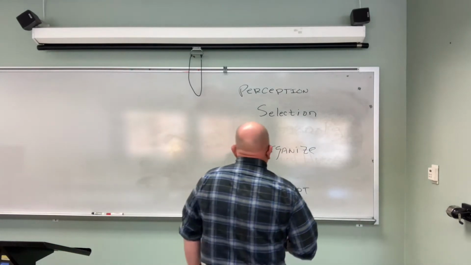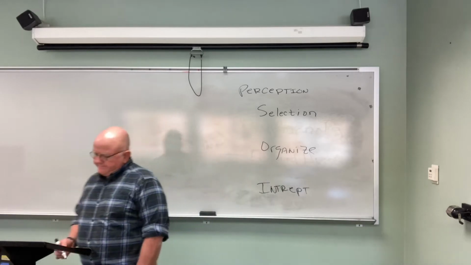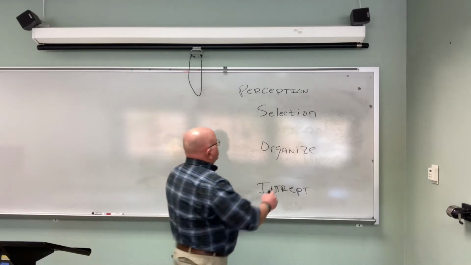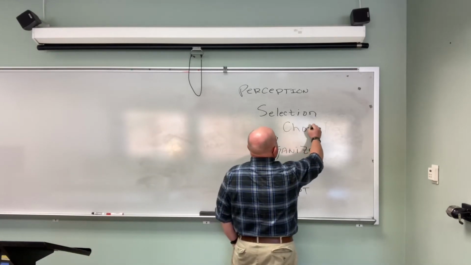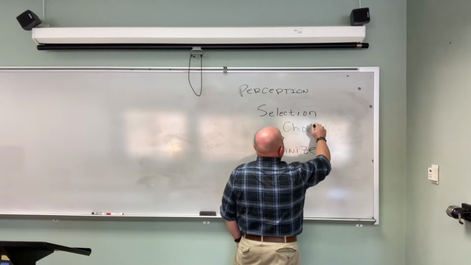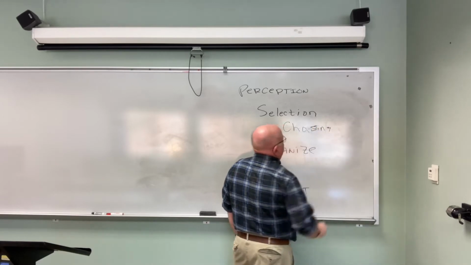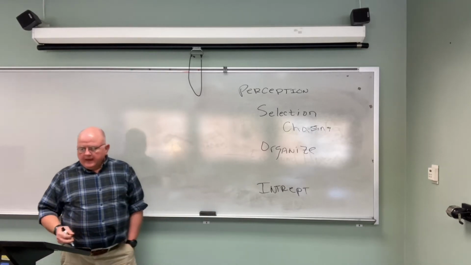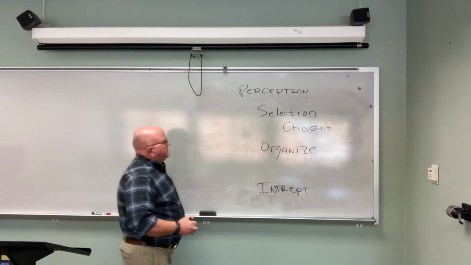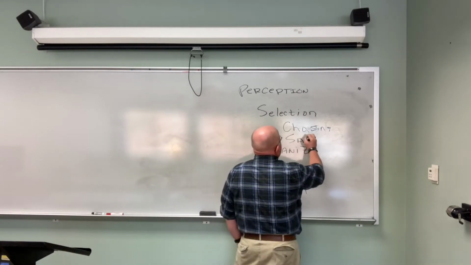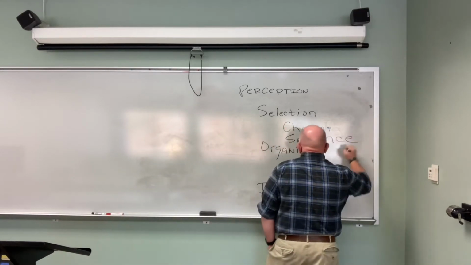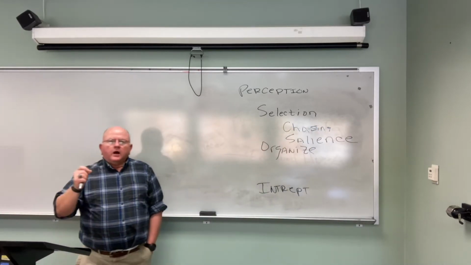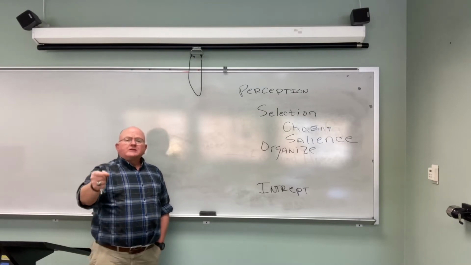Okay? So selection is choosing what we want to perceive. Okay? Now, the one thing you need to know about this is we choose based on salience. Salience is the degree to which something attracts or grabs your attention.